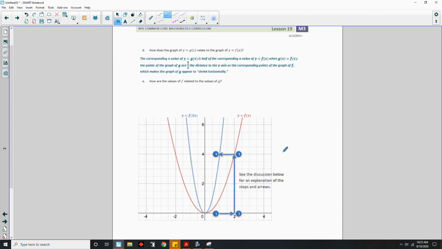Okay. Part E says, how are the values of f related to the values of g? Okay, for equal outputs of f and g, the input of g only has to be half as big as the input of f. The only time they're going to be the same is when we're at 0, because half of 0 is still 0.